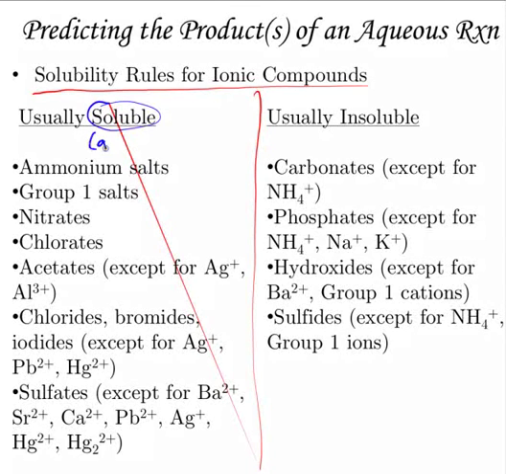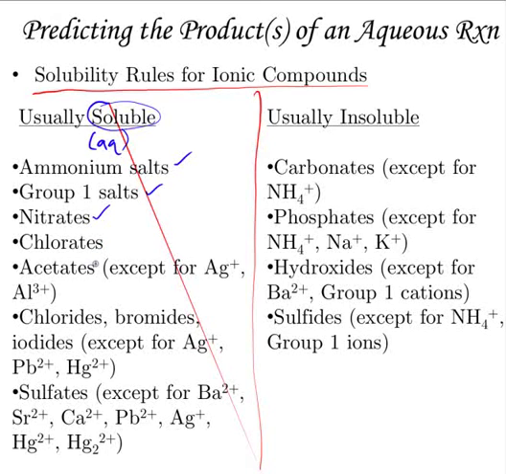So something that's soluble is going to be essentially aq, or aqueous, in the chemical reaction. Okay, so you're going to find ammonium salts, group 1 salts, nitrates, etc. Now, what's important in this solubility table is to pay attention to the exceptions.